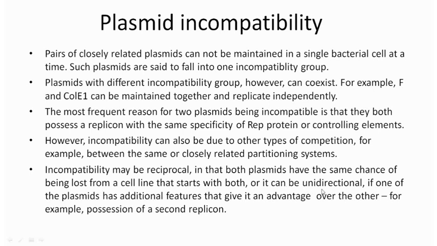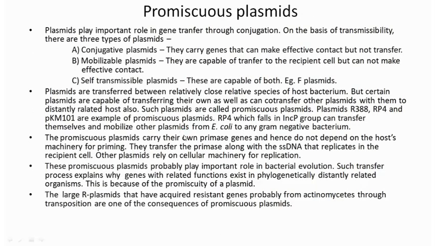Or it can be unidirectional also. If one of the plasmids has certain additional features that give it an advantageous position over the other, for example, possession of a second replicon, then that plasmid will replicate in number, will outnumber the other and will survive. The other will get eliminated. So this is how plasmid incompatibility groups work.